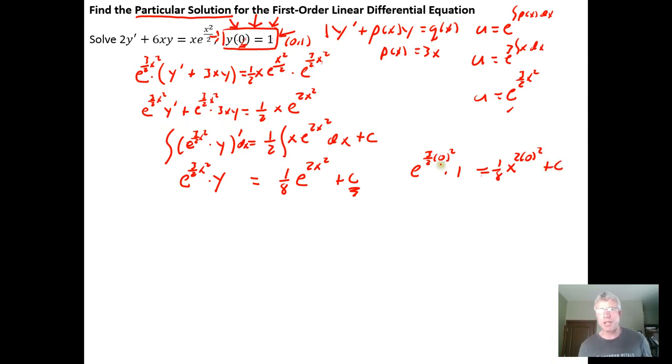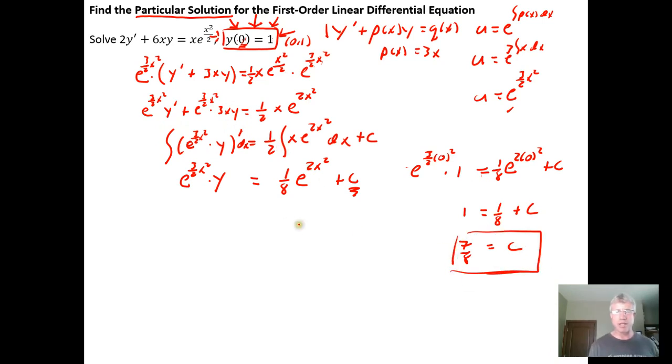So it simplifies pretty nicely. We wind up with e to the 0 as 1, 1 times 1 is 1, plus, and then e to the 2 times 0 squared is 1. I accidentally wrote an x there; that's an e. So e to the 0 is 1, and then we get 1/8 times 1 is 1/8 plus a constant of integration. Subtract that 1/8 from both sides, we get 7/8 is our value of c. So now I know what c is.